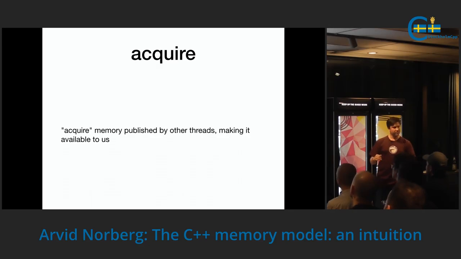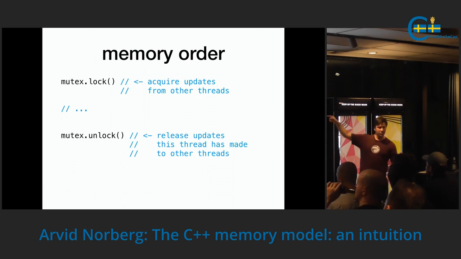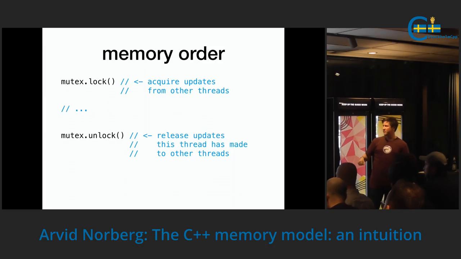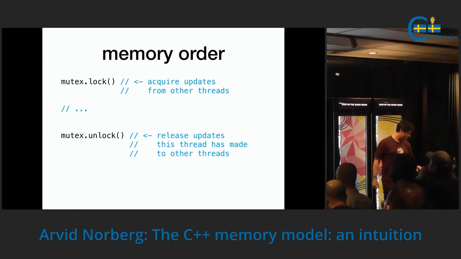And when you acquire, you pull in, or make available to you, the memory updates that have been made by other threads, that have been released by other threads. That's what acquire means. You acquire memory. So going back to this analogy, you acquire updates from other threads when you acquire the mutex, and you release the updates that this thread has made to other threads when you release.